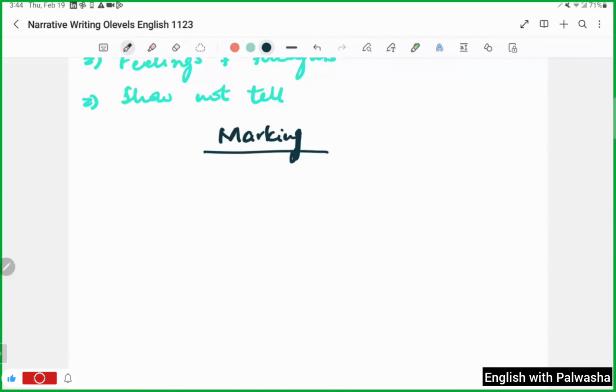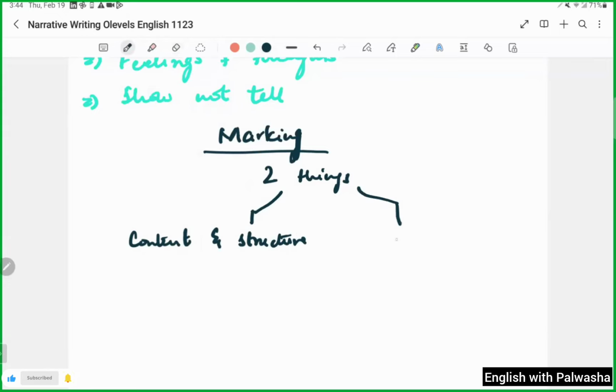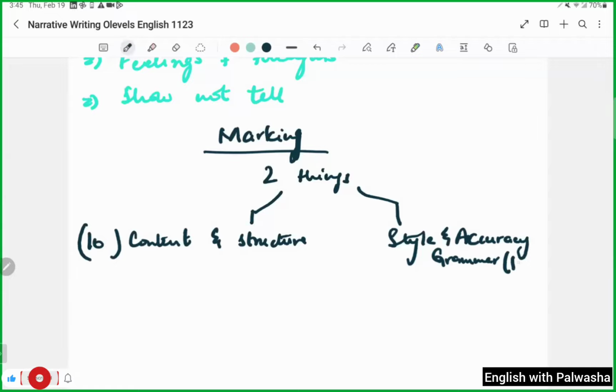Okay. So you are marked on two things. What are those? First is your content and structure. And the second thing is your style and accuracy, or your grammar, which will be checked in that too, right? So this is how. Okay, now content and structure. Let's suppose we have 10 marks for it and 15 marks for this too, because this specific question carries 25 marks in total. We all know this.